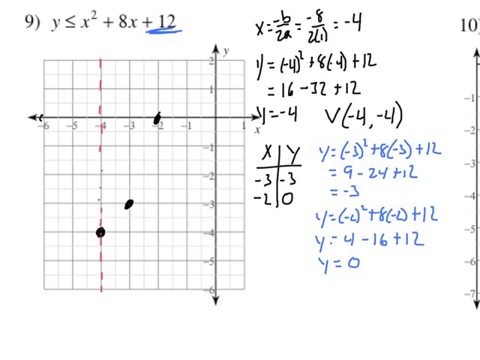Negative 3, negative 2, 0. Mirror those to the other side of the axis of symmetry. And now we've got to stop a moment. We've got to look back at what type of inequality we're dealing with. This is a less than or equal to, so yes, we graph this with a solid line.